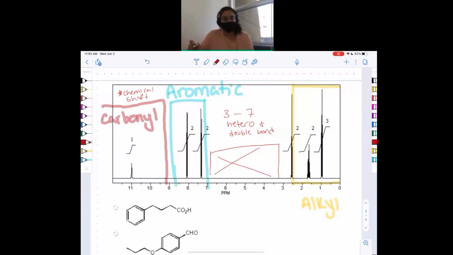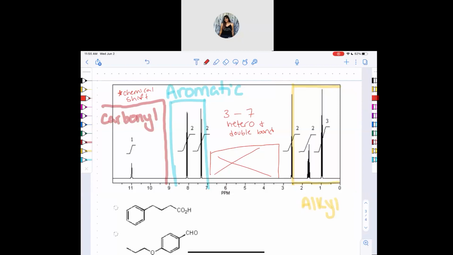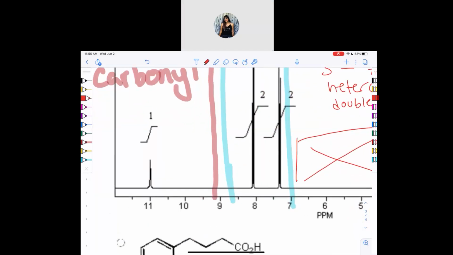So I'm going to test you a little bit. If it's closer to 9, what functional group is it? Aldehyde. And if it's closer to 12, what is it? Carboxylic acid. Awesome. So this one right here, is it going to be an aldehyde or a carboxylic acid, most likely? Carboxylic acid. Okay.